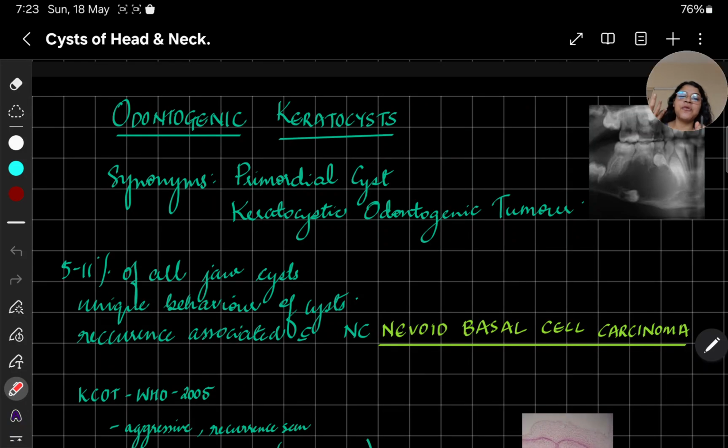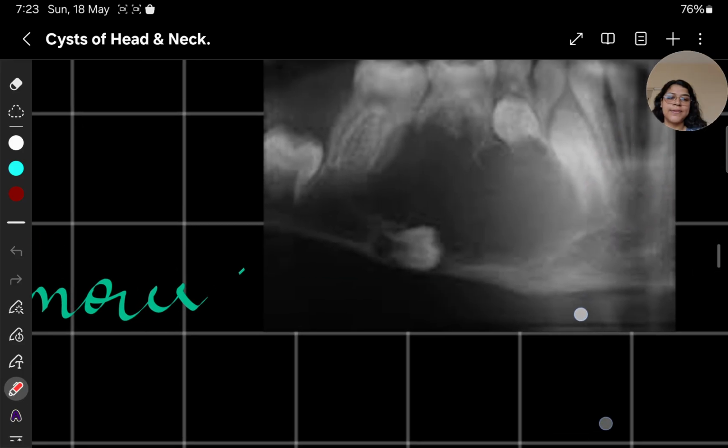Today we are starting with odontogenic keratocyst. This is the third part of cysts of head and neck, and let's start.